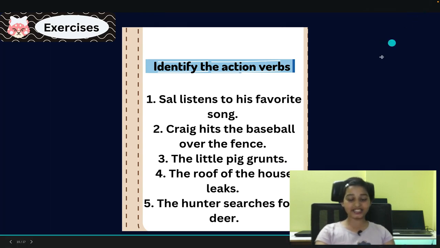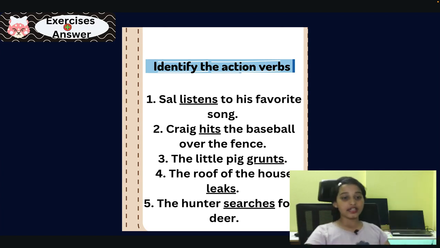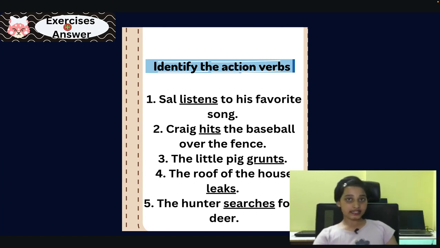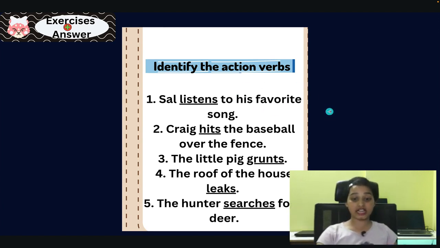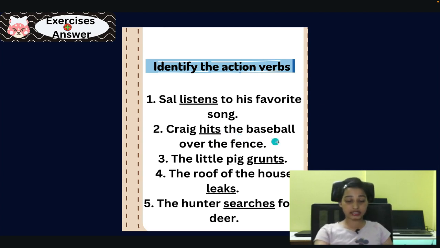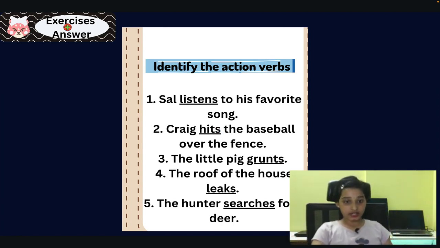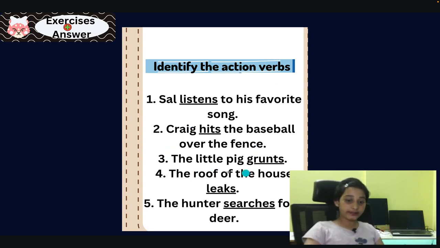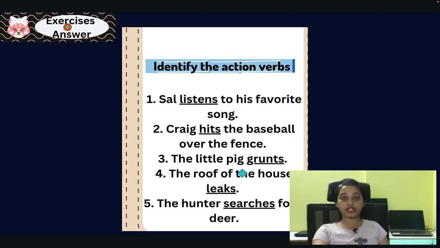Okay, so guys, you are done. Let's check the answers. First of all, listens. Okay, listens, because here it's expressing itself. Second, Craig hits the baseball. Hits will be there because it is expressing the action. So it's an action verb. The little pig grunts: grunts will be the action verb because it's expressing an action.